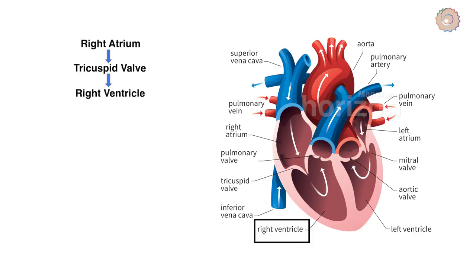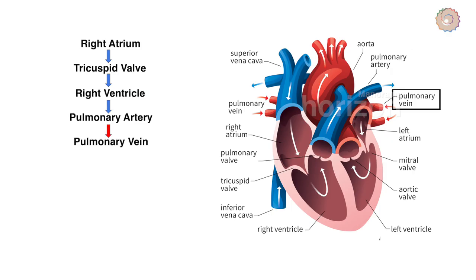When the heart beats, the ventricle pushes blood through the pulmonary valve into the pulmonary artery. The pulmonary artery carries blood to the lungs where it picks up oxygen and then leaves the lungs to return to the heart through the pulmonary vein.